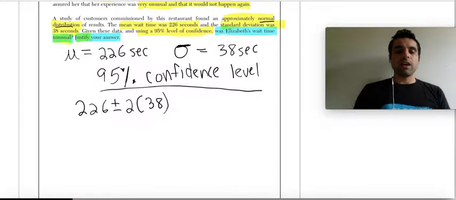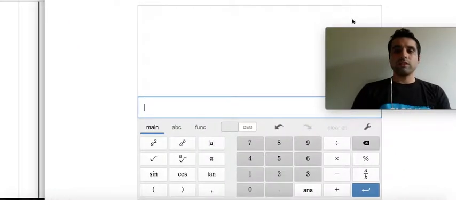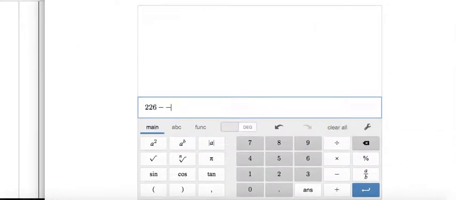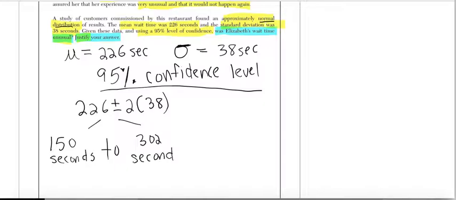All right? So I'm going to just put it directly in the calculator. So it'll be 226 minus 2 times 38 is 150. 226 plus 2 times 38 is 302. So it's 150 to 302 seconds. So that's going to be 150 seconds to 302 seconds. And that's our 95% confidence interval, right?